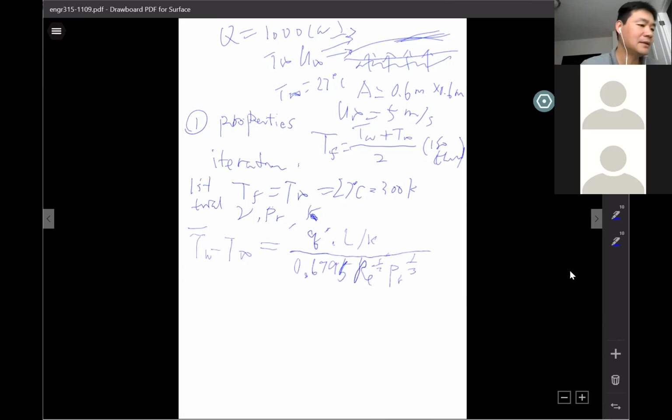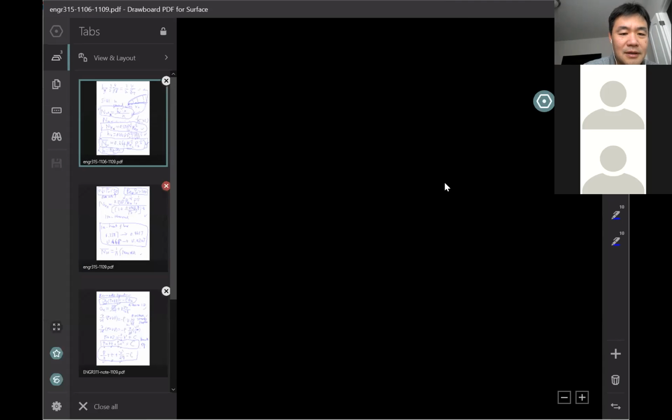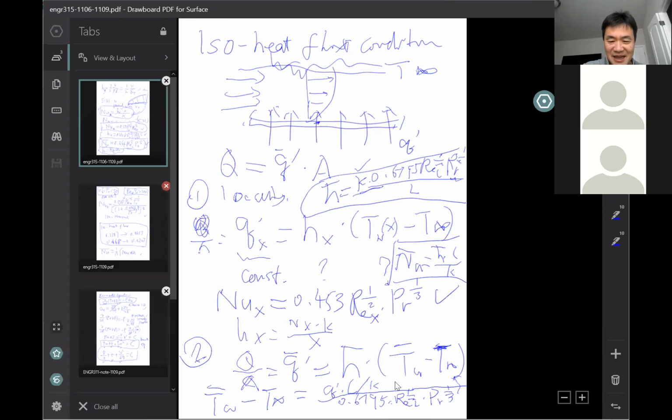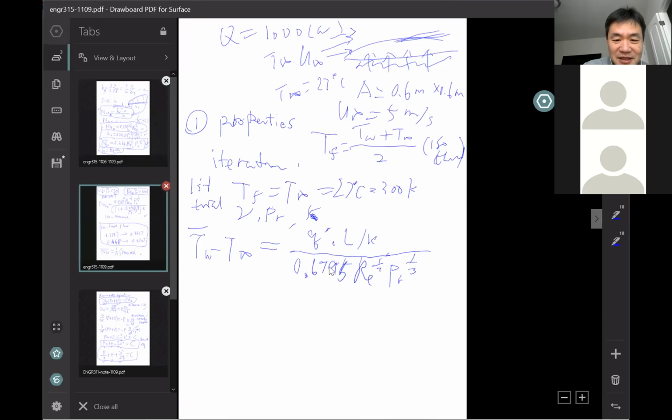Did I copy it right? Let's double check it. Maybe after I check, I can memorize it. Reynolds number to the half, Prandtl number to the 1/3, Q times L divided by K. Here it is, coefficient 0.6795. My coefficient 0.6795. Okay, I wrote it right. In this subject, heat transfer, you need to be really careful, even writing down the equation.